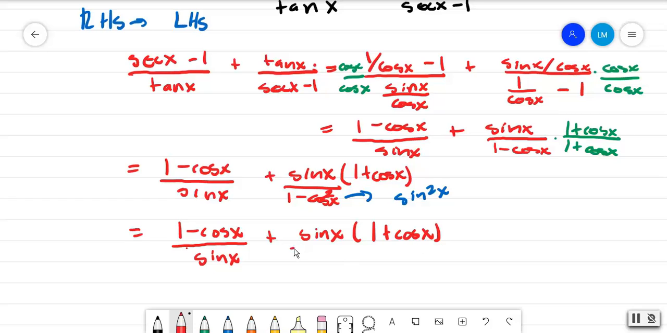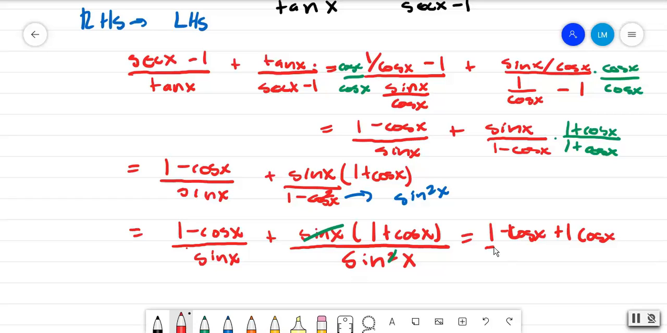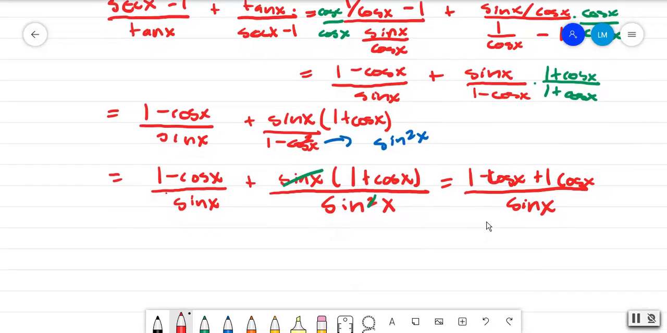Okay, so we didn't multiply. We didn't distribute, right? This is divided by sine squared of x, but properties of exponents tells me that that cancels out. So we end up with the following. We end up with 1 minus cosine of x plus 1 plus cosine of x, and all of this is divided by sine of x, because now they have the same denominator.